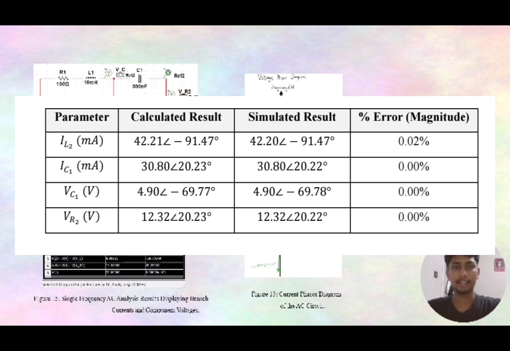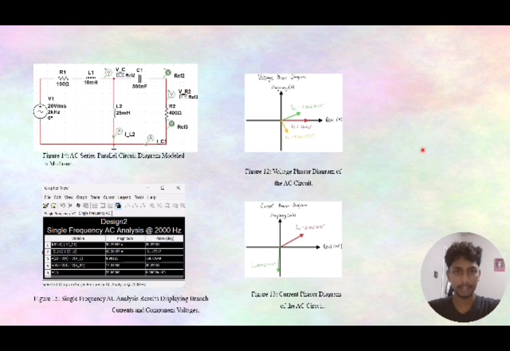Finally, when comparing the simulation with our manual calculations, the results are almost identical, and the only difference is a very small 0.02% error for IL2, which is due to rounding during the manual calculations, and this confirms that our theoretical AC analysis is accurate. Thank you.